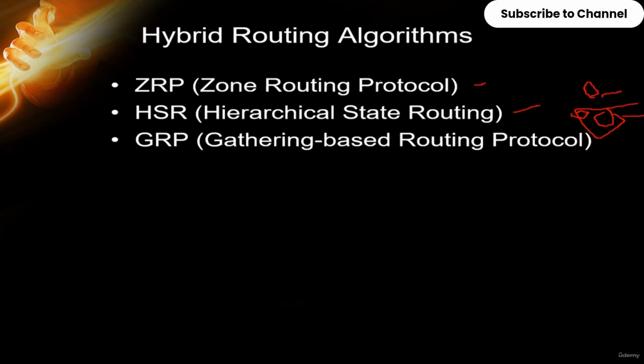And the next topic is GRP. GRP is a gathering based routing protocol. Another term we can see is geographic routing protocol. This geographic routing protocol uses the physical location of nodes to make forwarding decisions.